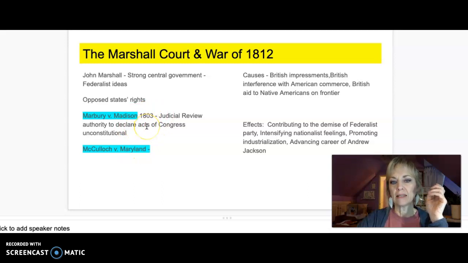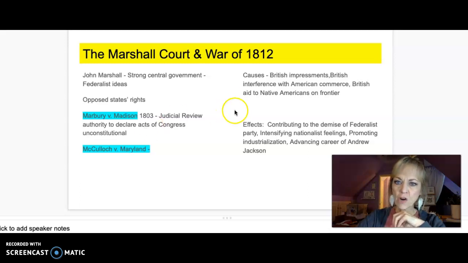Marbury versus Madison is what sets up judicial review. In other words, the Supreme Court has the authority to declare an act of Congress unconstitutional. They can review that.